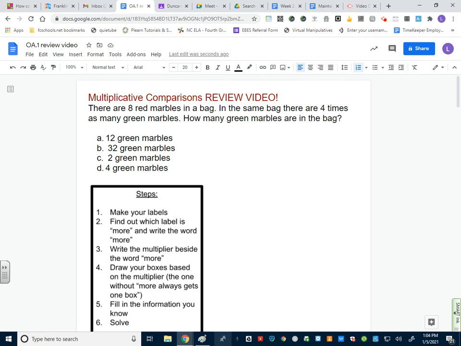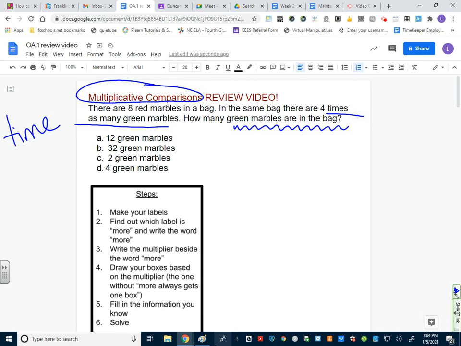It says there are 8 red marbles in a bag. In the same bag, there are 4 times as many green marbles. How many green marbles are in the bag? So we're trying to solve how many green marbles are inside of this bag. Now I know it's a multiplicative comparison because it uses the word times.